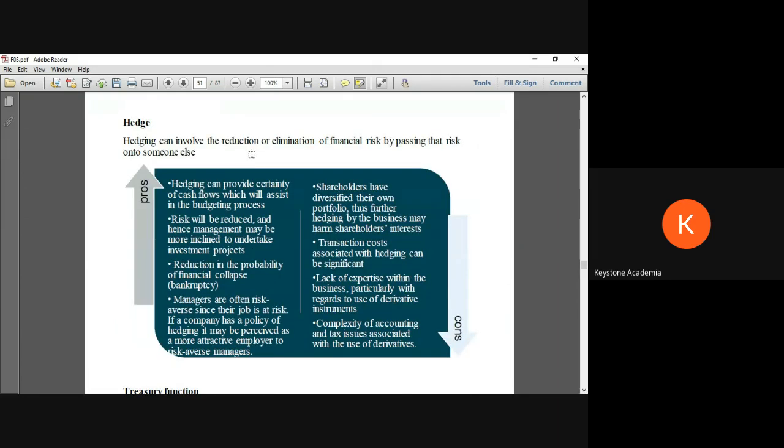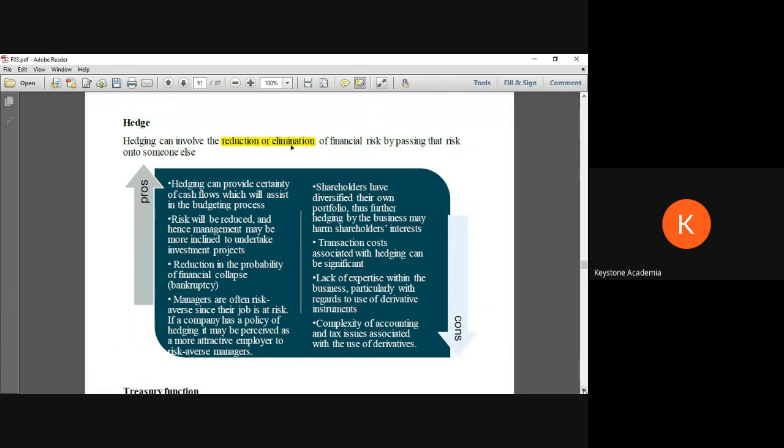Hedging can involve the reduction or elimination of financial risk by passing that risk on to someone else. Firstly, we'll try to eliminate, but elimination is mostly not possible, so we'll reduce it. Even when we eliminate, we have to spend, we have to pay, it's quite expensive. And as we just discussed, it can be very costly for companies who are not dealing too much with international currency.